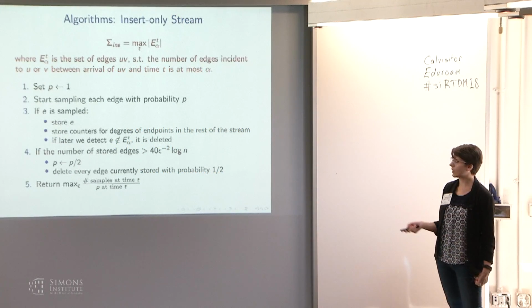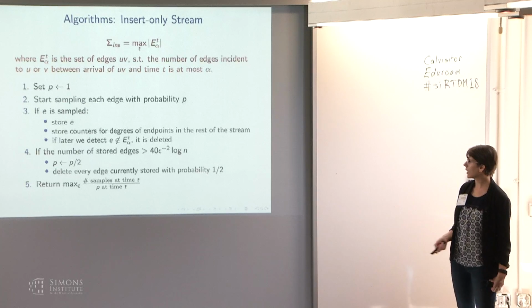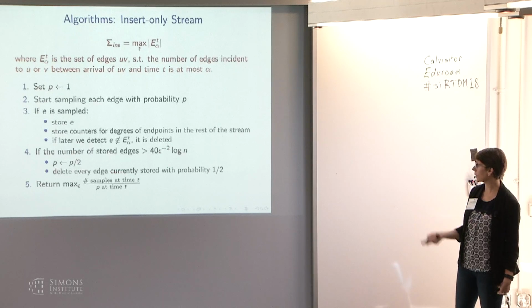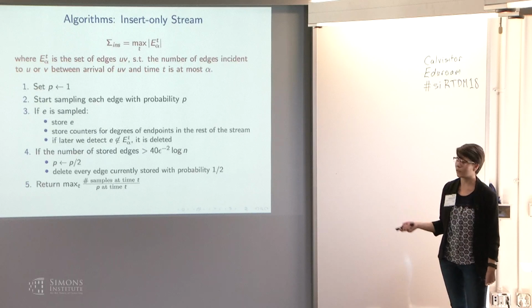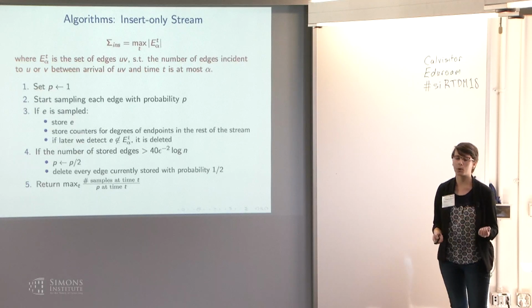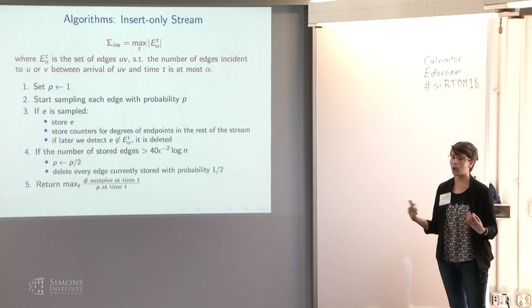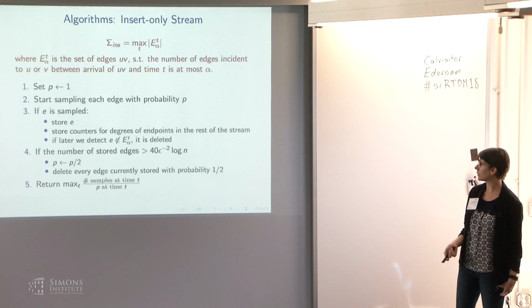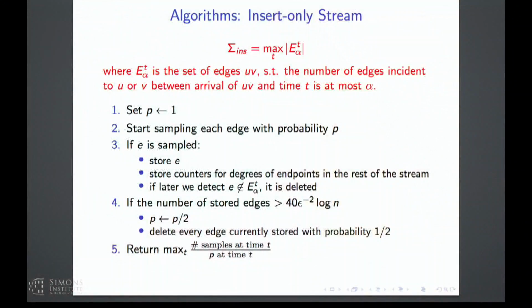And also, if at any point in the algorithm, the number of edges we're storing exceeds 40 epsilon to the negative 2 log n, then we halve the sampling probability, and we delete every edge we're currently storing with probability 1/2. So we're basically emulating sampling with lower probability. And then at the end of the stream, we want to return the maximum over all time steps t of the number of samples we were keeping at that time t divided by the sampling probability at the same time.